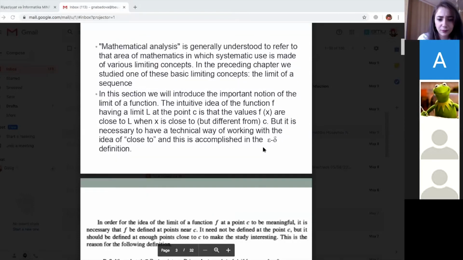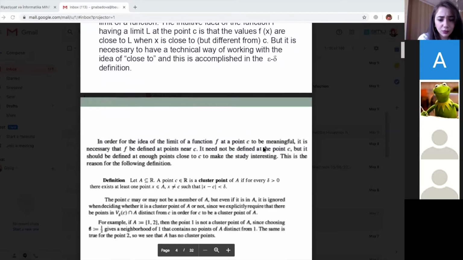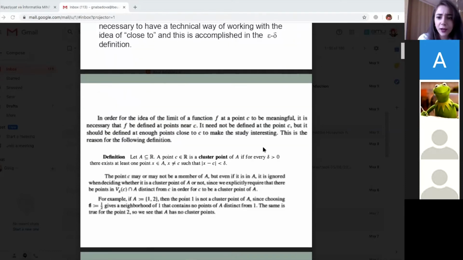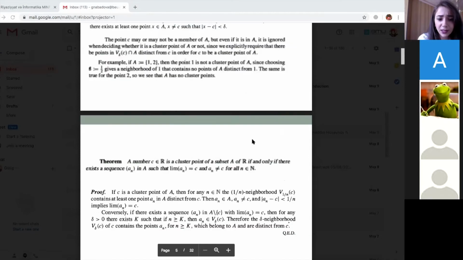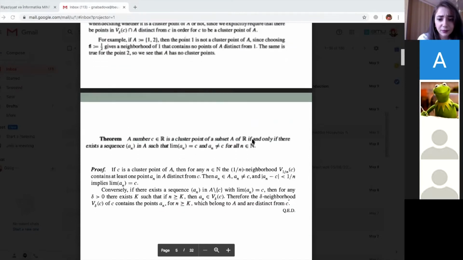What is necessary for the epsilon-sigma definition? Where is yours? I can't find the slide. This? Yes, it's next. Next. Theorem? This theorem? Yes. Okay.